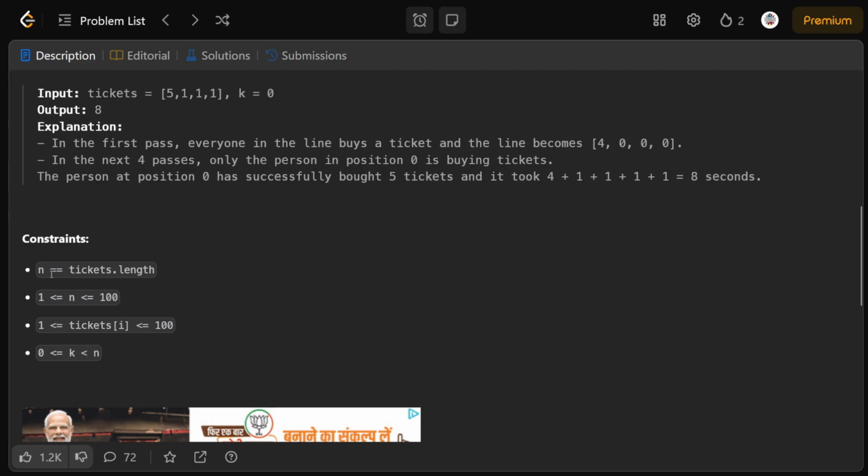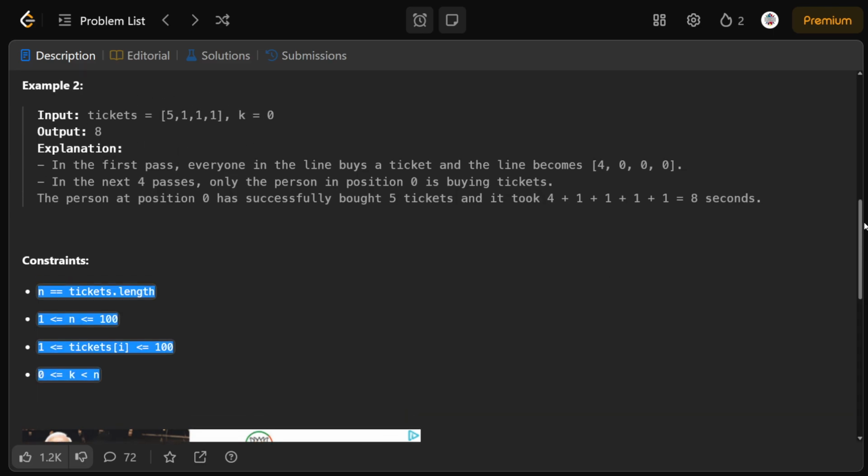They are saying n is the size of the tickets array, the total size of the array, and the size can go from a minimum of 1 to 100. Similarly, the tickets inside it, how many tickets a person wants, can also go from 1 to 100. And similarly the index, the particular person we are asking the time for, can go from index 0 to less than n.